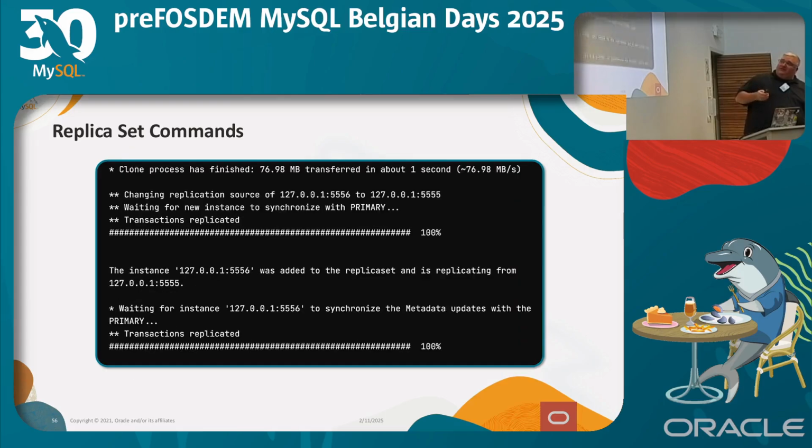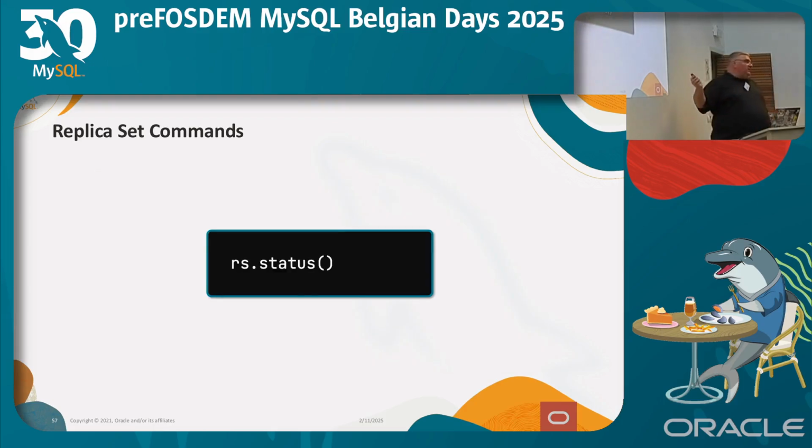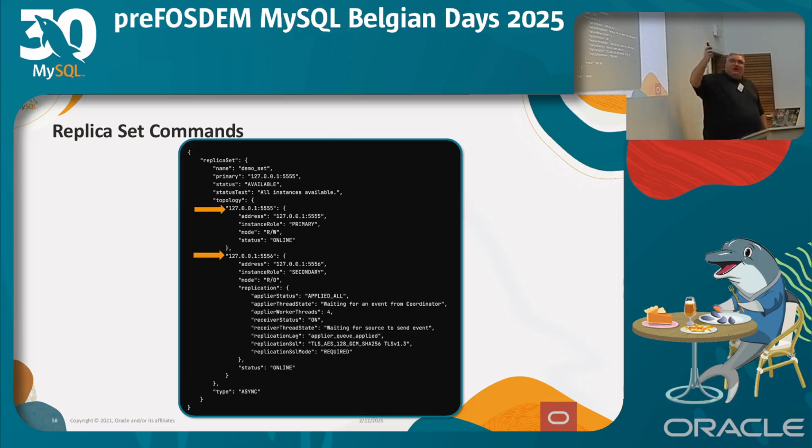And then you'll get all these messages saying, hey, it's going to copy all this data. This actually happened very fast because I cloned an empty database. Sometimes, depending on the data, it's going to take a little bit longer. And then when we're done, you can do rs.status, and you'll get a JSON blob coming back that lays out what the information is. The important thing here is you can see that the primary instance is 127.0.0.1:5555, and then the secondary is 5556. When you do createReplicaSet, you need to be connected to the instance that you want to be the primary.